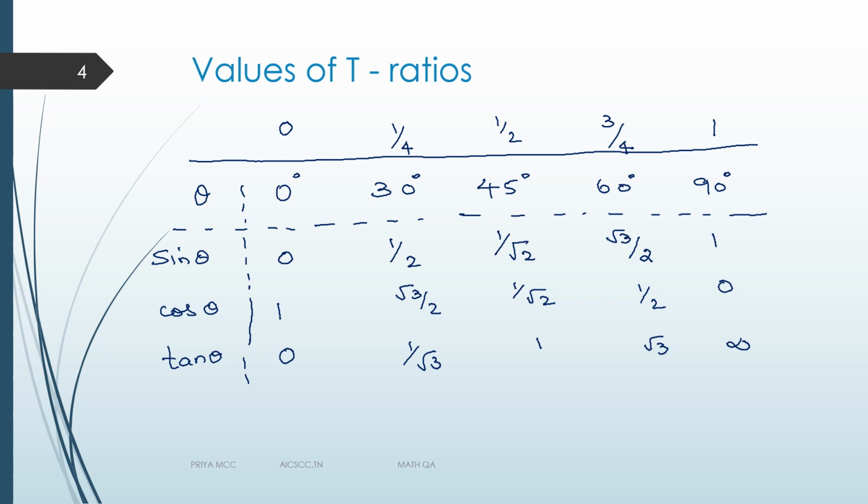Some of them will learn by heart the first row, then the other two rows will follow, because the second row is the reverse of the first row and the third row will be the first row divided by the second row. I would suggest don't even learn the first row by heart, not even the values for sine theta. Simply write 0, 1 by 4, 1 by 2, 3 by 4, 1. Take the square root of that, and you are able to get this particular formula. Is this idea clear, children? So this should help you to remember the values quickly.